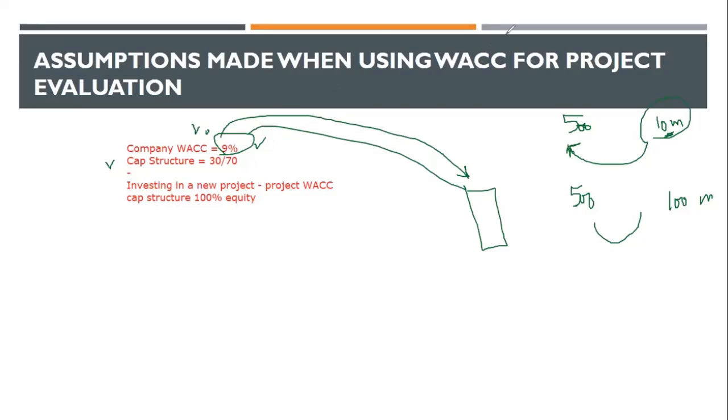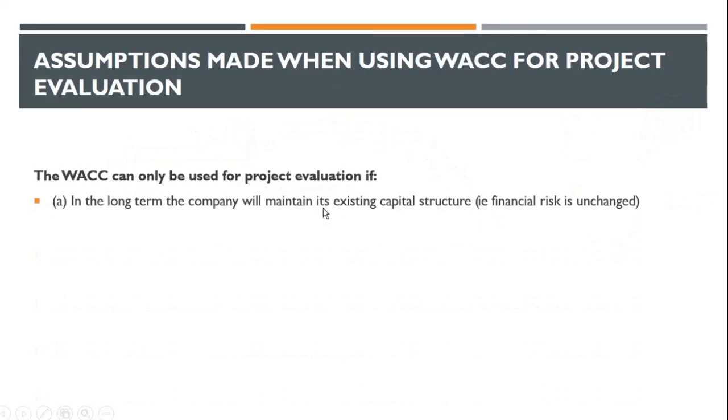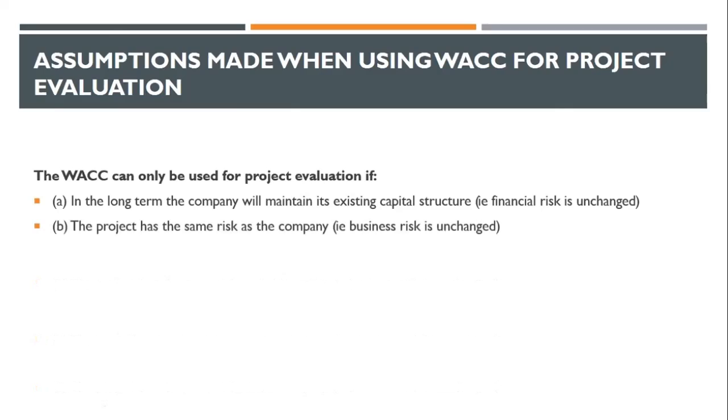That particular WACC which you use only for that particular project. The WACC can only be used for project evaluation if in the long term the company will maintain its existing capital structure, which means that financial risks are not changed. Like this new project will not change the equity debt thing. And the project has the same risk as the company, like the business risk is unchanged. Like I said, a manufacturing business investing in a manufacturing business.